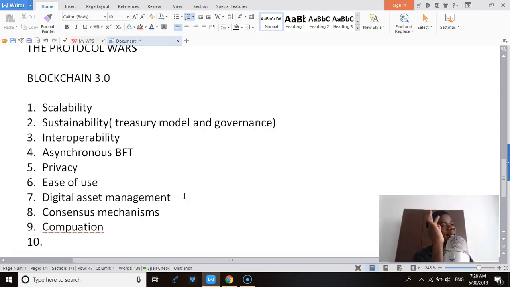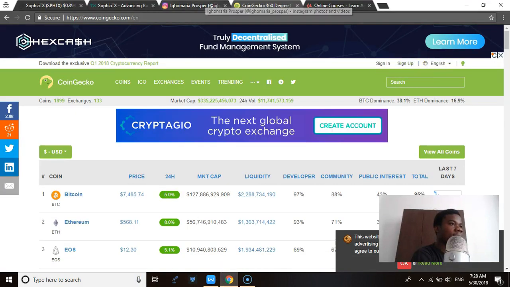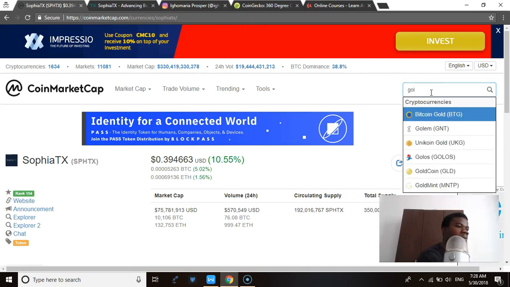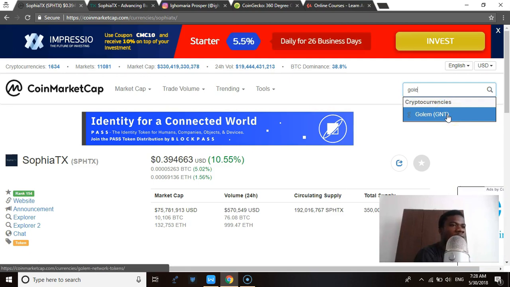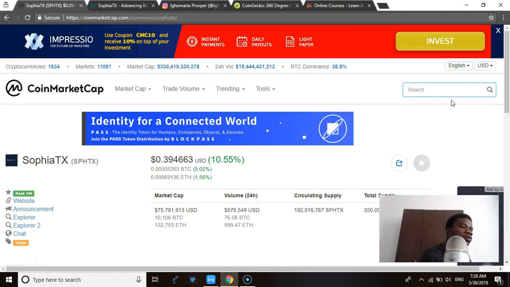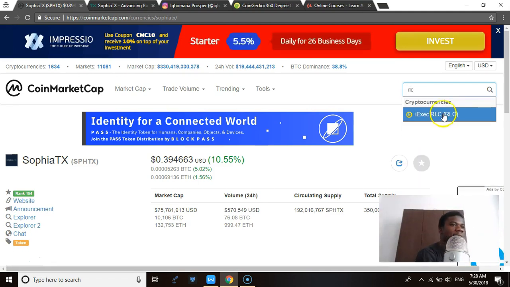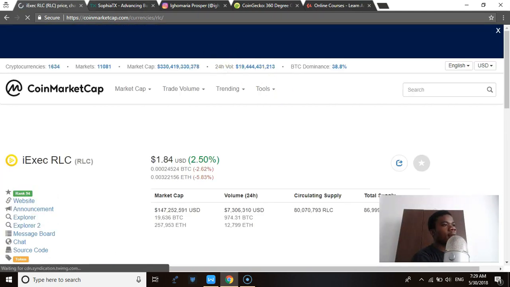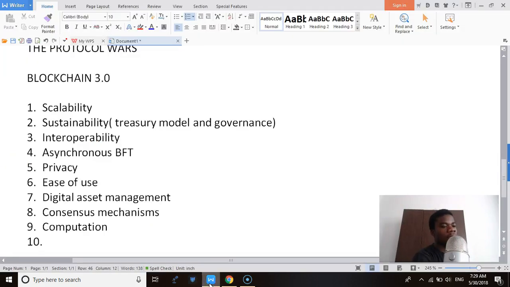And then the ninth thing that you have to consider is the issue of computation. I truly believe that one single blockchain cannot handle everything. There has to be layers of off-chain computation. That is one of the things I believe. And one of the platforms that is doing that, there are many platforms, depending on which one you look at, you have Golem. Golem is trying to do something relating to a form of computation. You have SONM, you have iExec, RLC, and many other platforms. So the issue of computation has to be solved with blockchain.